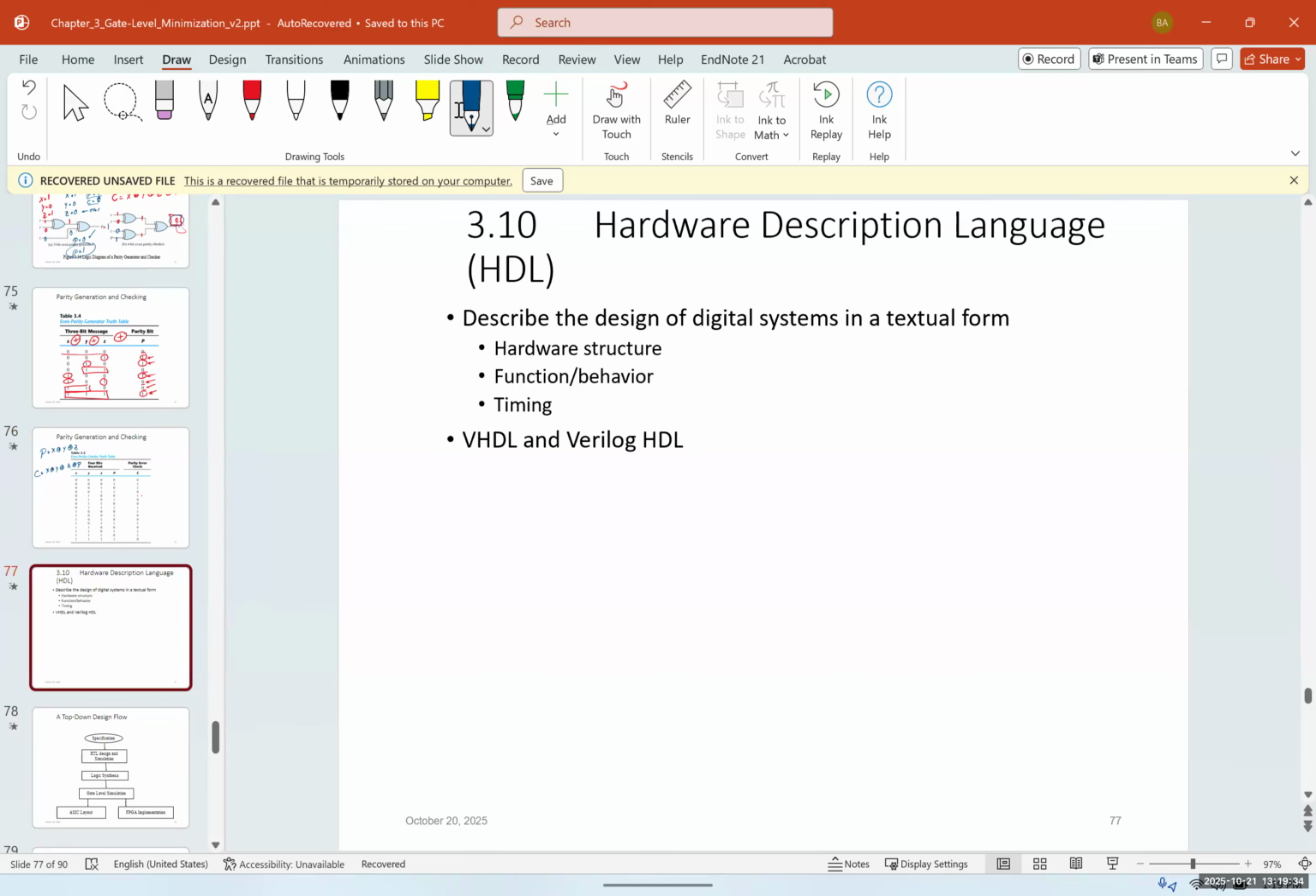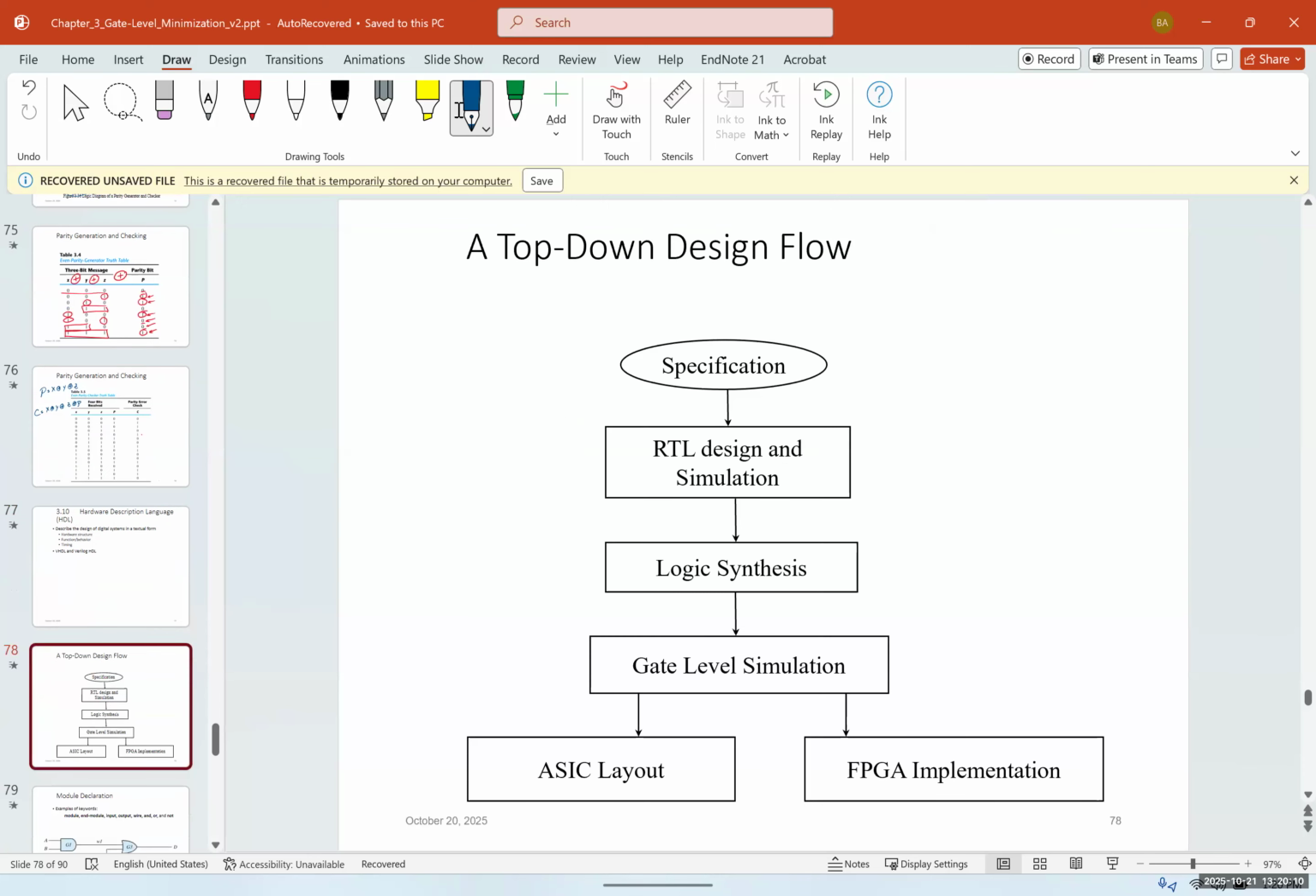Now, hardware description language is the language that we use for programming and solving these Boolean functions. We use different software to be able to do that. We have HDL and VHDL or Verilog HDL as well. HDL describes the design of digital systems in textual form. We have the hardware structure, the function, behavior, and the timing. And we're going to discuss VHDL and Verilog HDL.